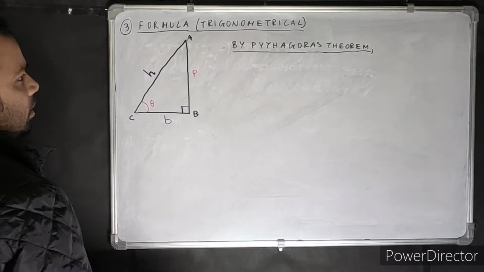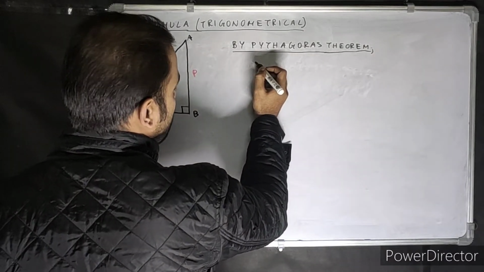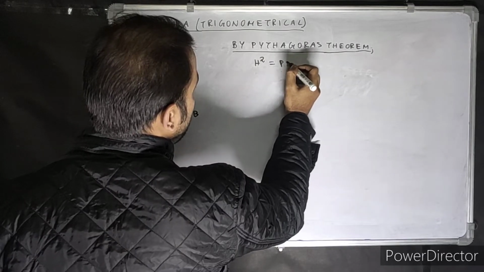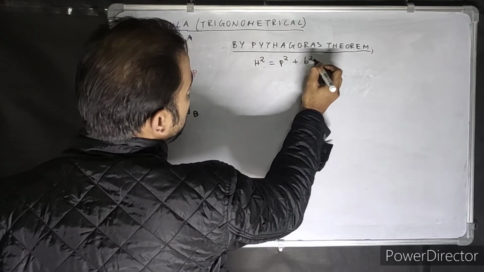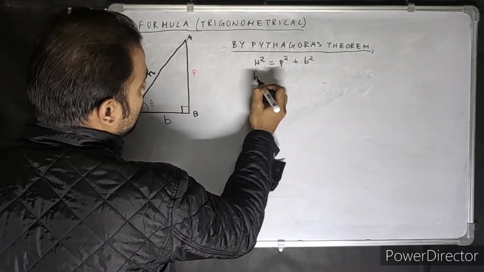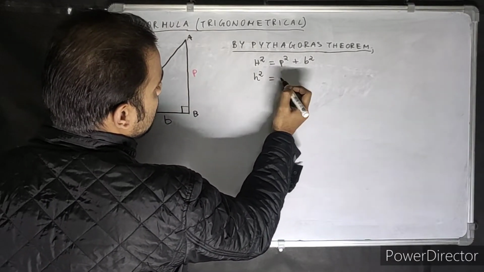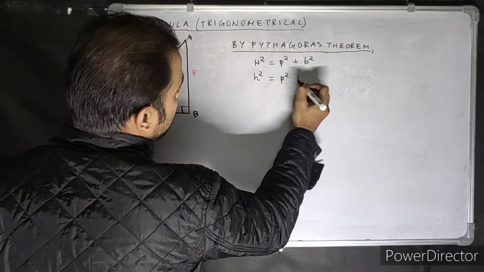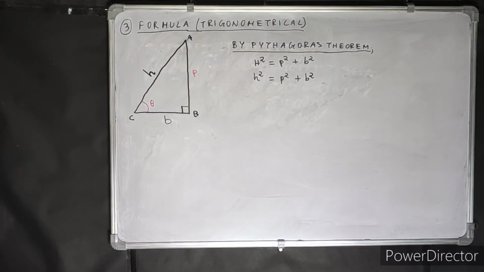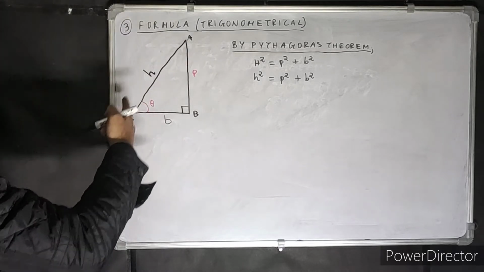Okay. So what does Pythagoras theorem say? Hypotenuse square is equal to perpendicular square plus base square. So what is my hypotenuse? It's h only. H square is equal to p square plus b square. Okay. Alright. This is my hypotenuse.